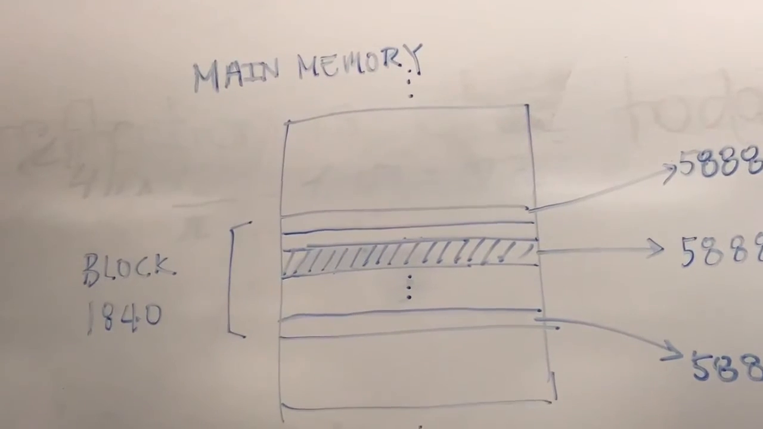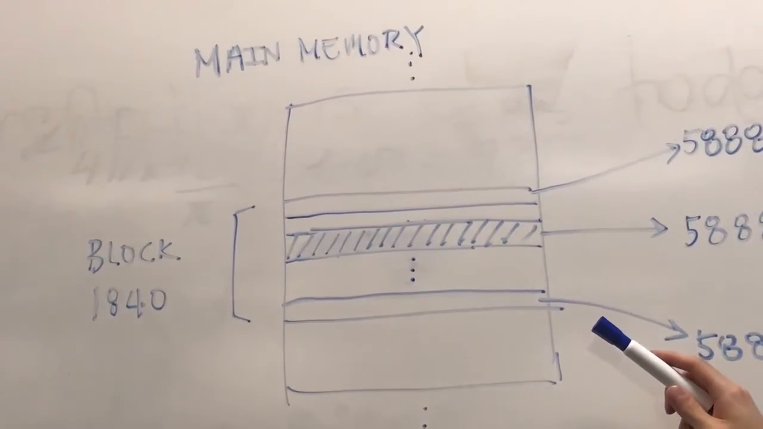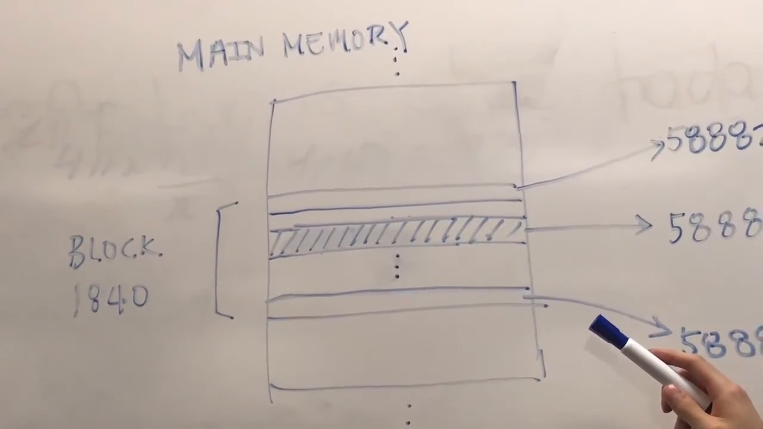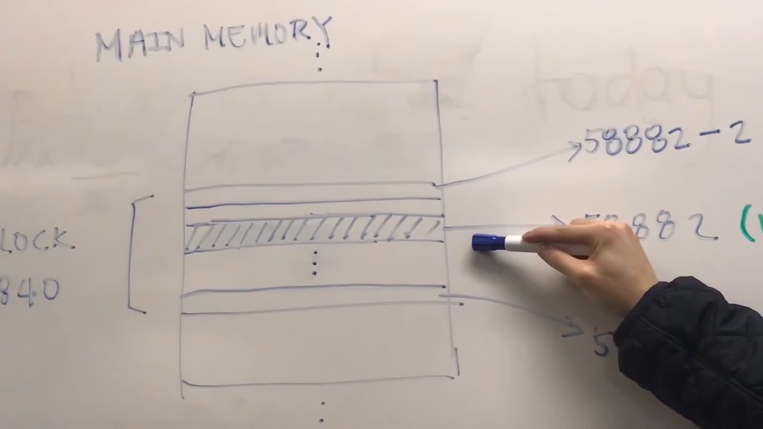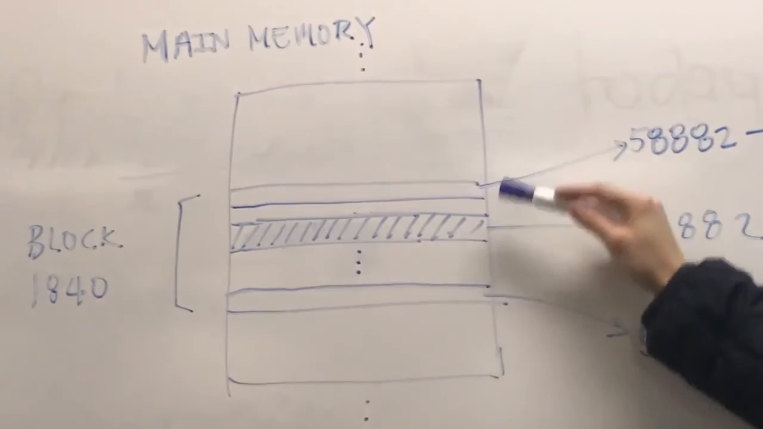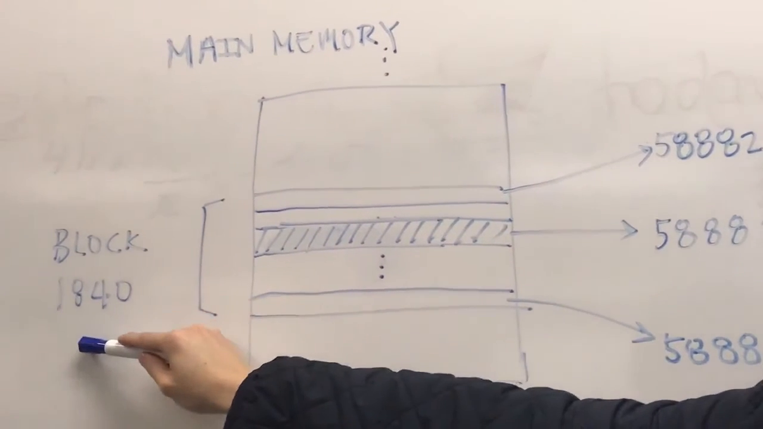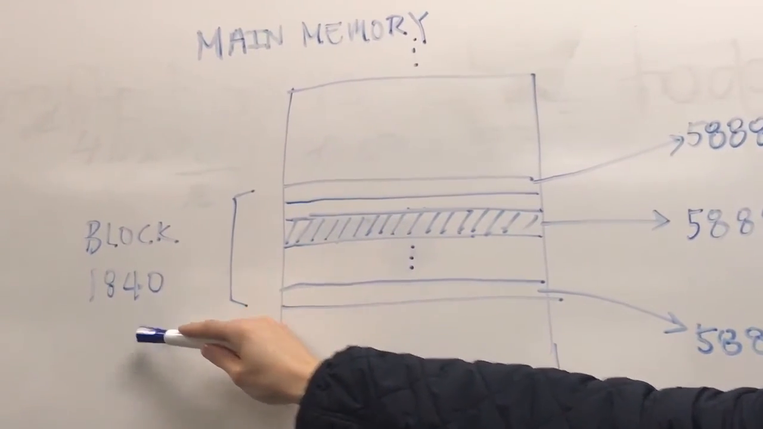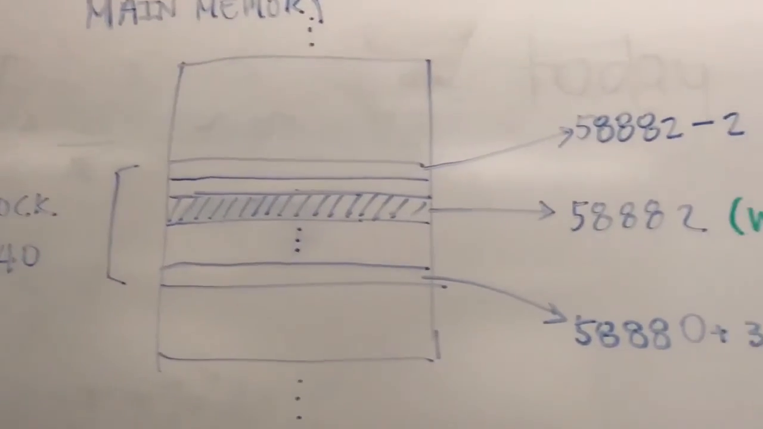One other thing we want to figure out is which other memory words are stored in cache when this particular word gets stored. When word 58882 gets stored in cache, its neighbors come with it. Specifically, everything in memory block 1840 gets stored in cache at once. Our word is word 2 within block 1840, as we already figured out.